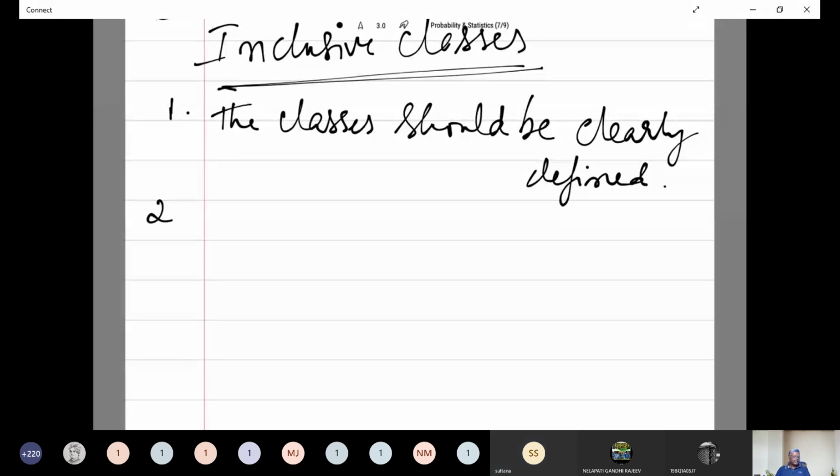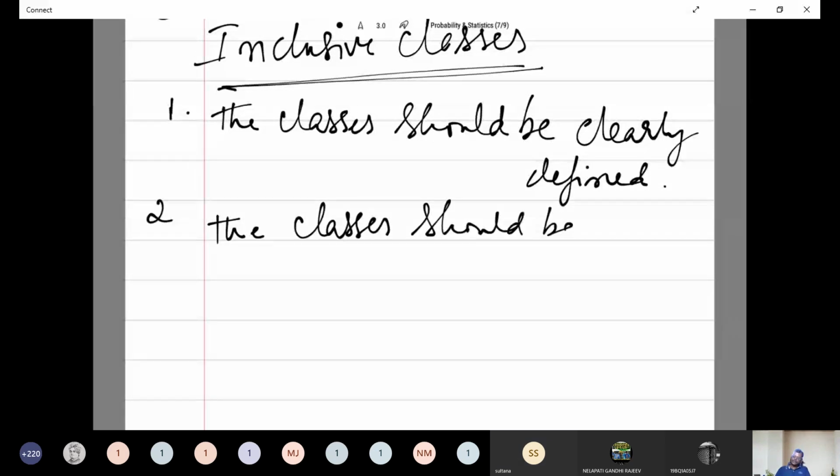Coming to the second point, the classes should be exhaustive. What is the meaning of exhaustive here? Each of the given values should be included in one class. Suppose you have one value, that should be in either the upper class or any one of the classes. The number should not be taken into two classes also. That is very, very important.